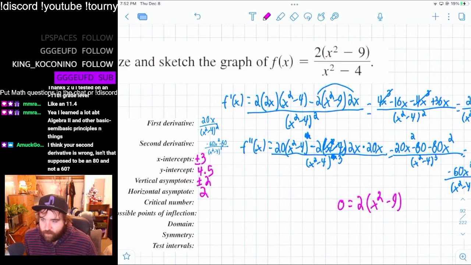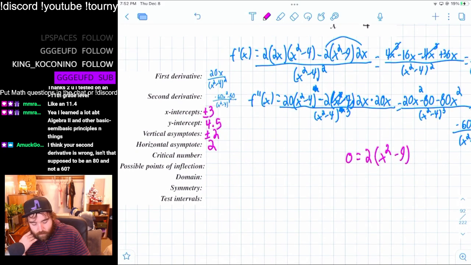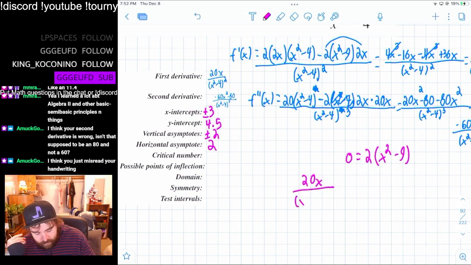Now let's see. Someone thinks my second derivative is wrong. Let's look at that once we use it. Because for our critical number, we just need the first derivative. So we're going to take our first derivative and do 2 things with it, right? We got to set it equal to 0, and we got to set it equal to undefined.